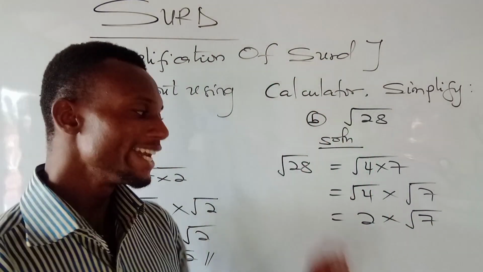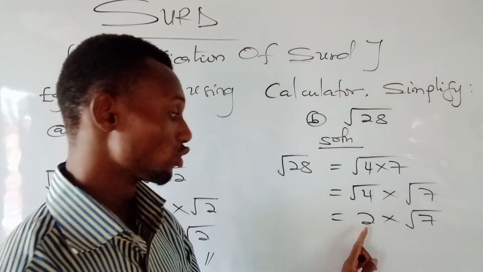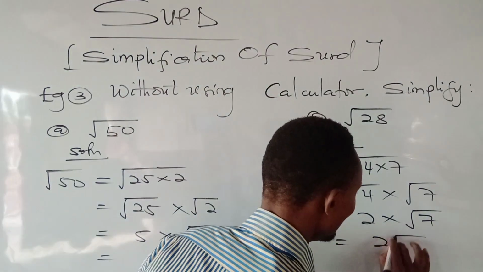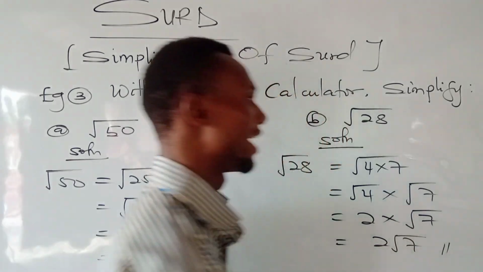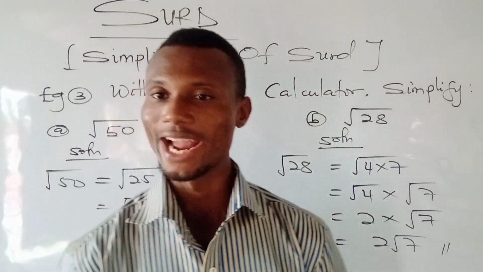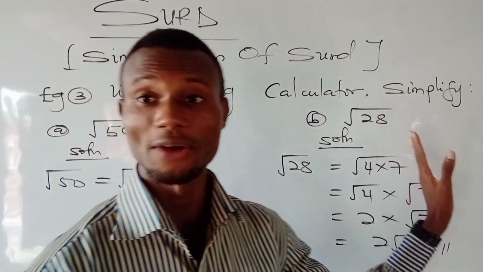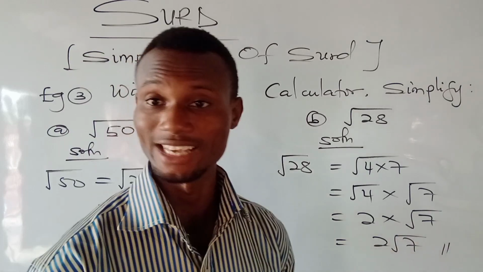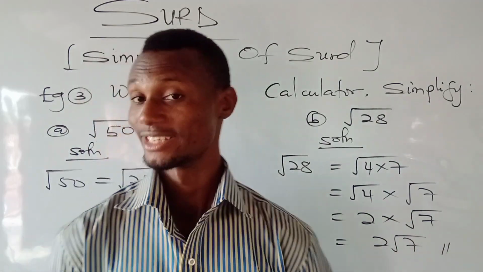So now, let's go ahead and simplify further by multiplying. 2 times root 7 will give me 2 root 7. I hope you agree with me. And this is your final answer for simplifying the square root of 28. If you type it on the calculator, you get this answer straight away. So 2 root 7, that's the answer. If you punch it on the calculator, it will give you 2 root 7.